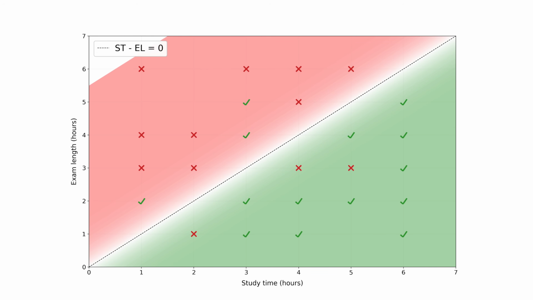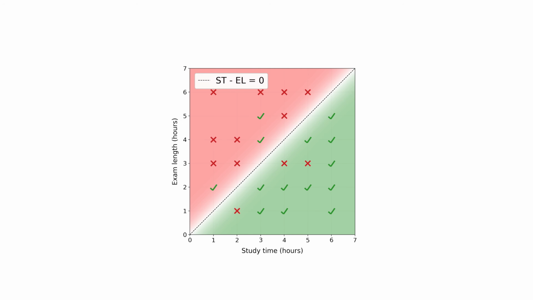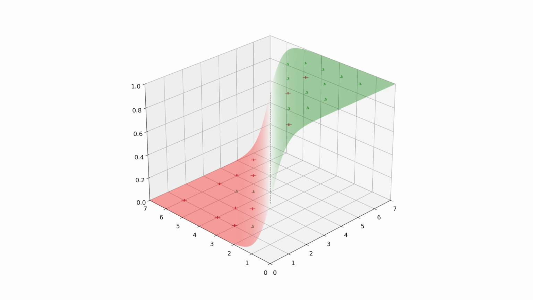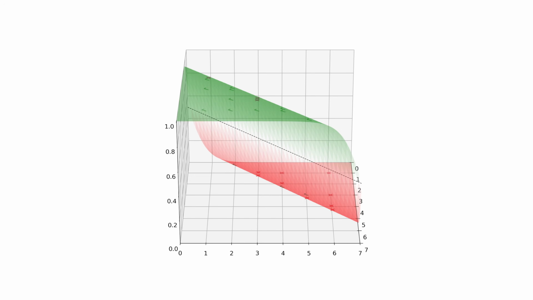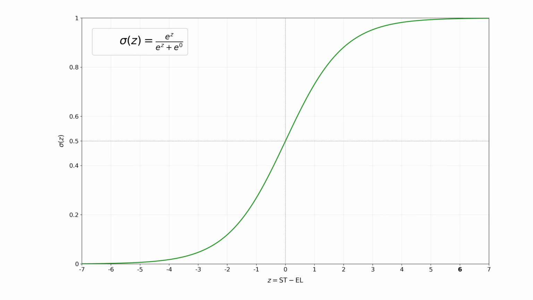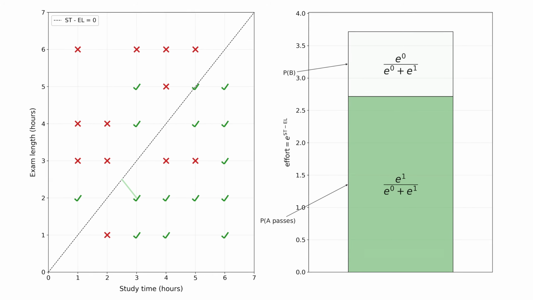Given a difference between study time and exam length, we can find the probability the student will pass the exam using the sigmoid function. For example, for a difference of 6 hours, the probability is close to 100%. For a deficit of 6 hours, the probability is close to 0. And for a student on the threshold where they studied exactly the same as the exam's length, their probability is 50%. I know what you're thinking.